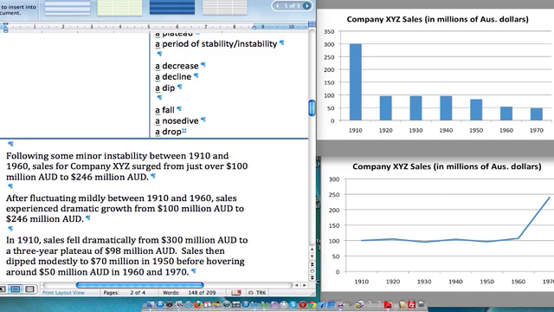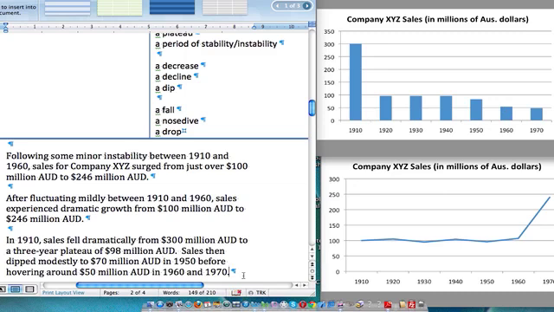In 1910, sales fell dramatically from 300 million Australian dollars to a 3-year plateau of 98 million Australian dollars. Sales then dipped modestly to 70 million. Oh, again, I forgot my unit. Australian dollars in 1950 before hovering around 50 million Australian dollars in 1960 and 1970.